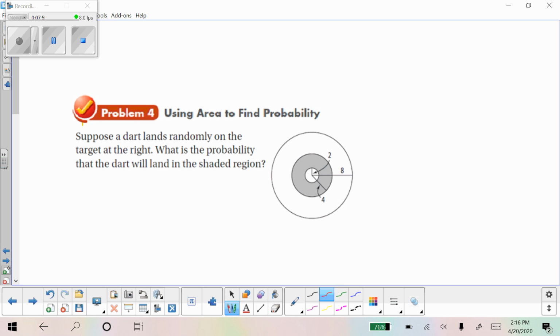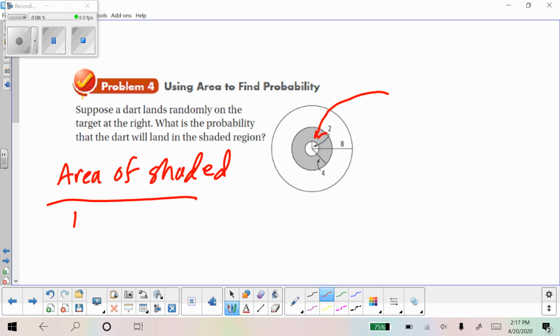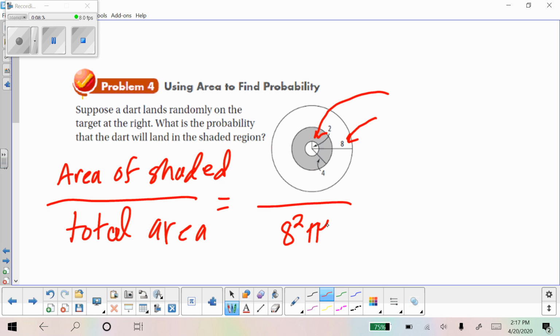All right, using area to find probability, one more. On here, we want to suppose a dart lands randomly on the target at right. What is the probability the dart will land in the shaded region? So we need the area of the shaded again, divided by the total area. And the total area, it looks like this 8 is the radius of the whole circle. So that would be 8 squared pi for the total area. And then we have to figure out the shaded area.